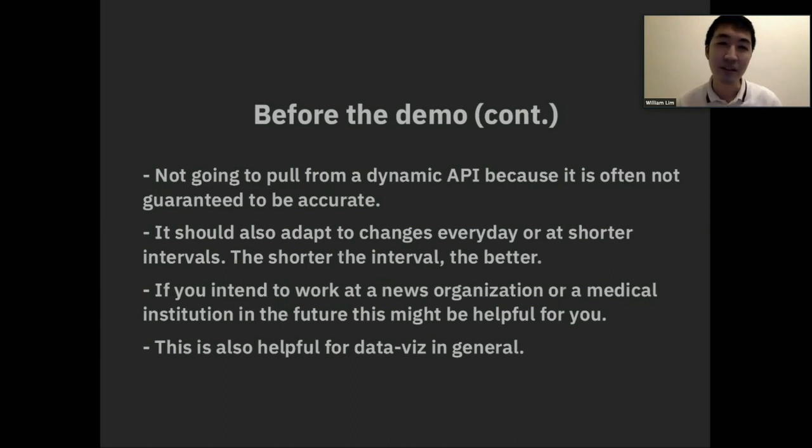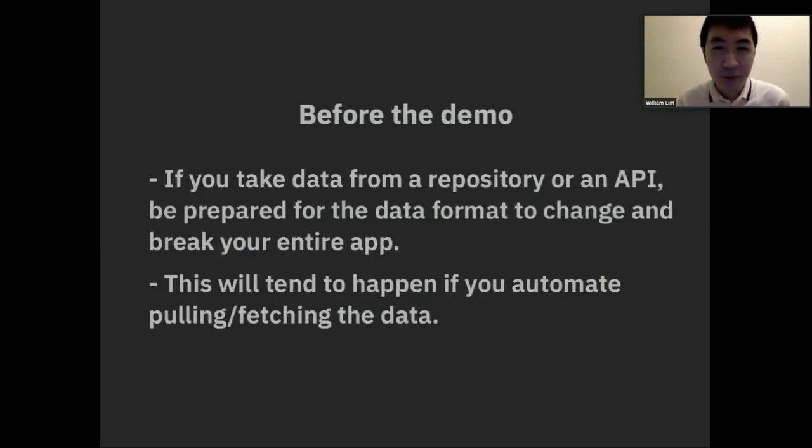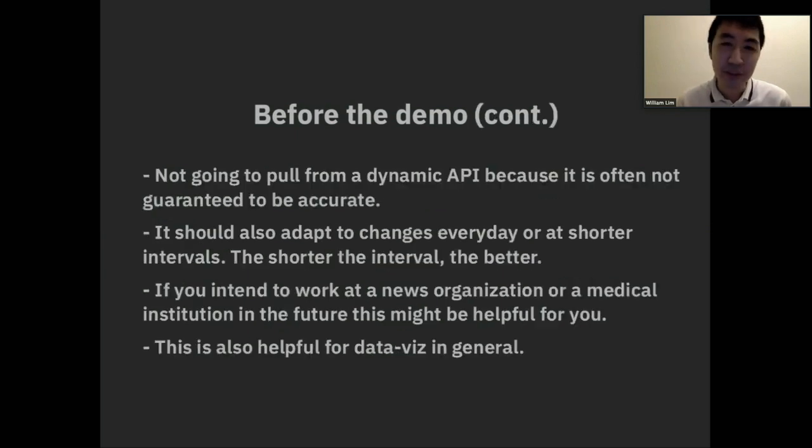But after a while, I realized that if you pull from a dynamic API, your app might break, it might be inaccurate, which is not good for you or your users. I'll talk about this later in the next slide. It should also adapt to changes every day or at shorter intervals. If you intend to work at a news organization or medical institution, this might be helpful for you. This is also helpful for databases in general.